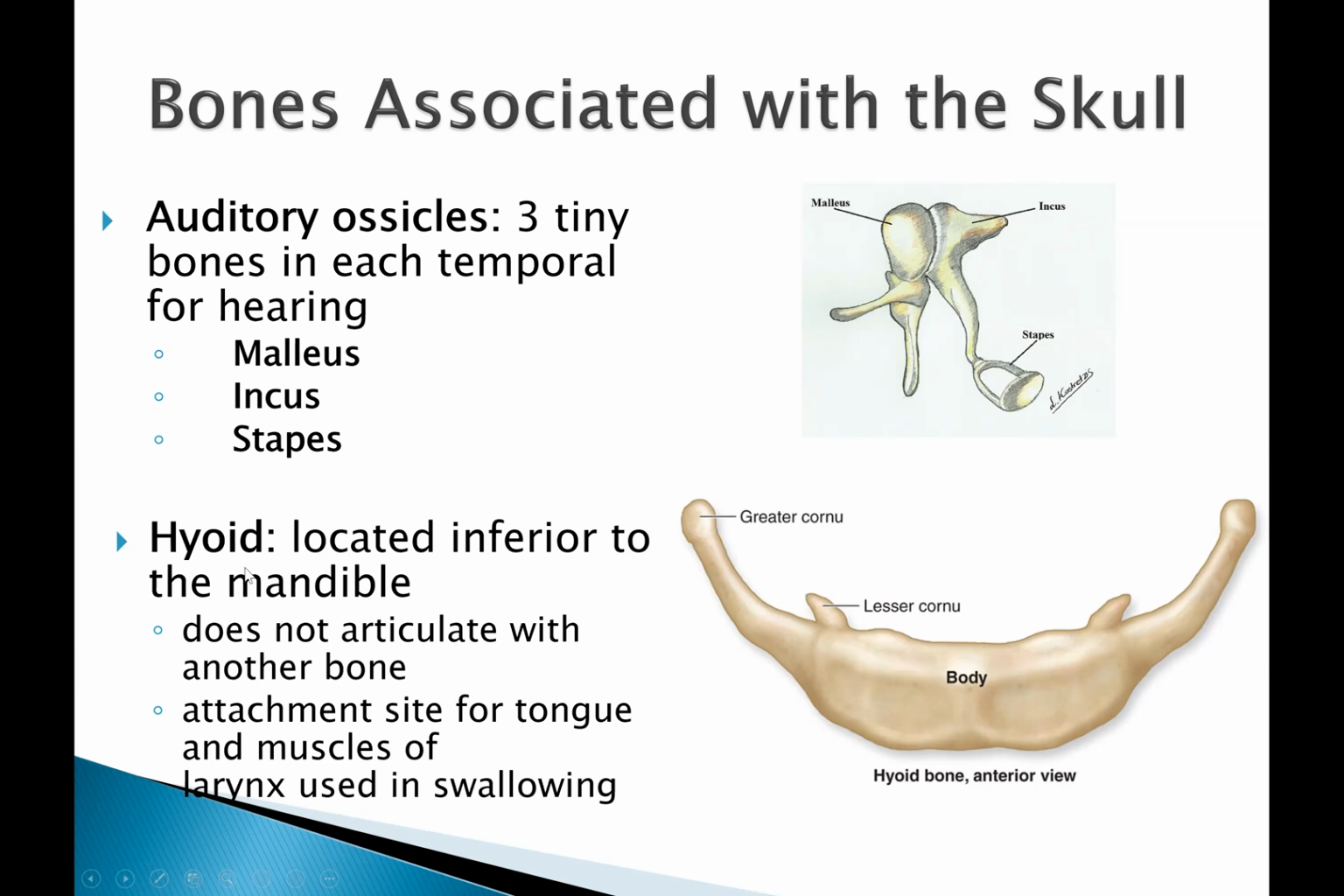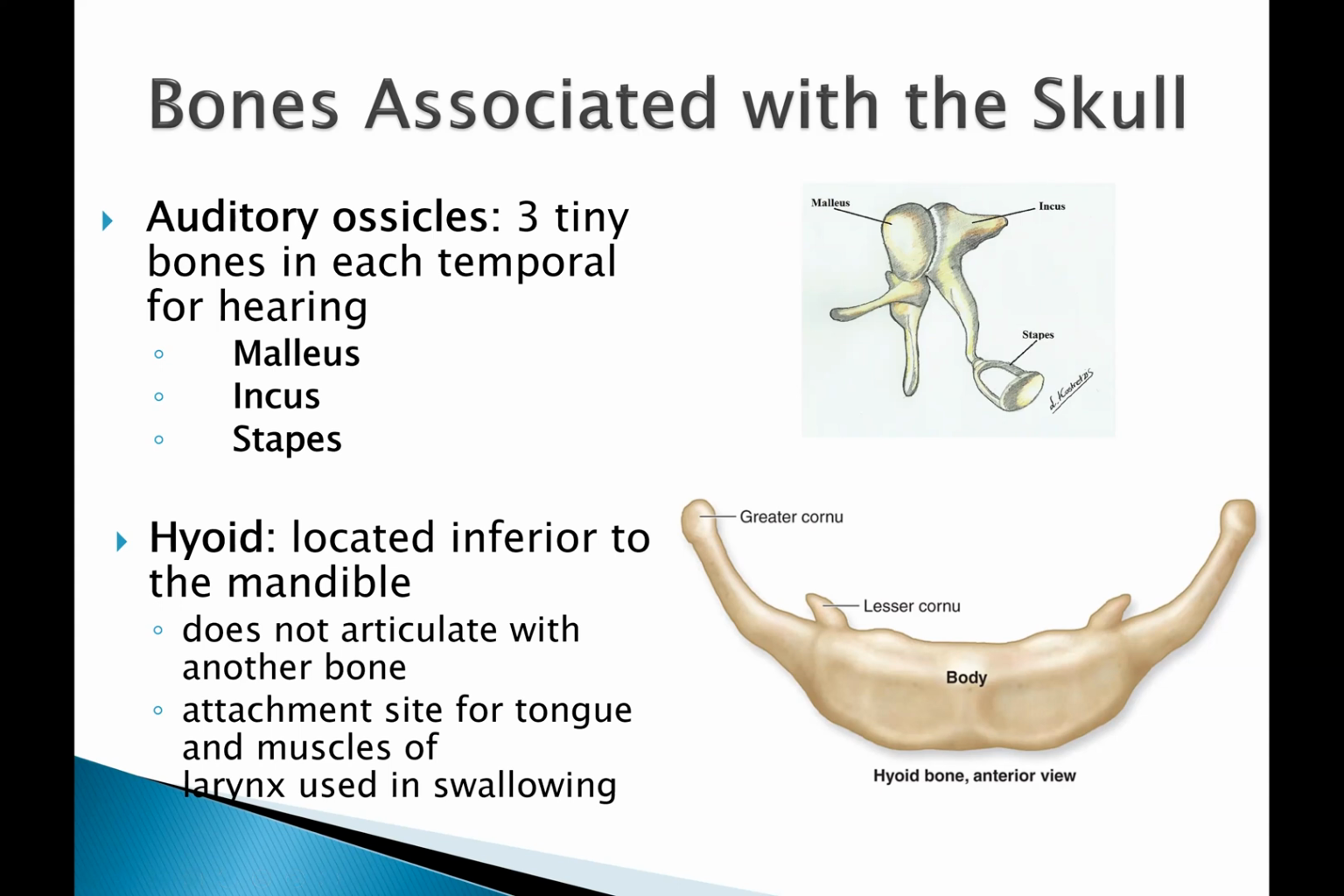And another bone is known as the hyoid. Now, a lot of skeletons that you'll see will be missing this. It is below the mandible. It's in your throat. It's below the mandible. It does not articulate with any other bone. I'm going to repeat that. The hyoid does not articulate with any other bone.